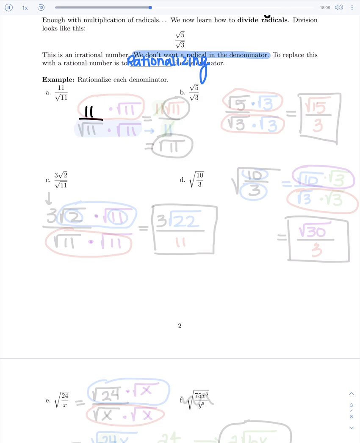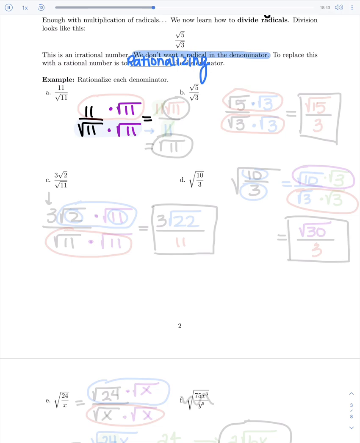So in A, we have 11 over the square root of 11. The problem with this answer is that there's a square root in the denominator. We have a square root of 11. So the question is, what do I do to get rid of a square root of 11? Well, we've seen that if you multiply by its identical matching twin, it will cancel out the square root. So that's an idea. So let's do that to the bottom. But then if I do it to the bottom, I have to do the same thing to the top.